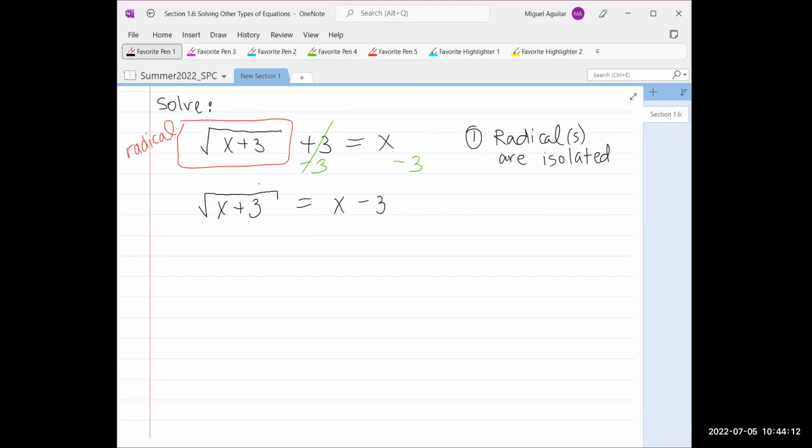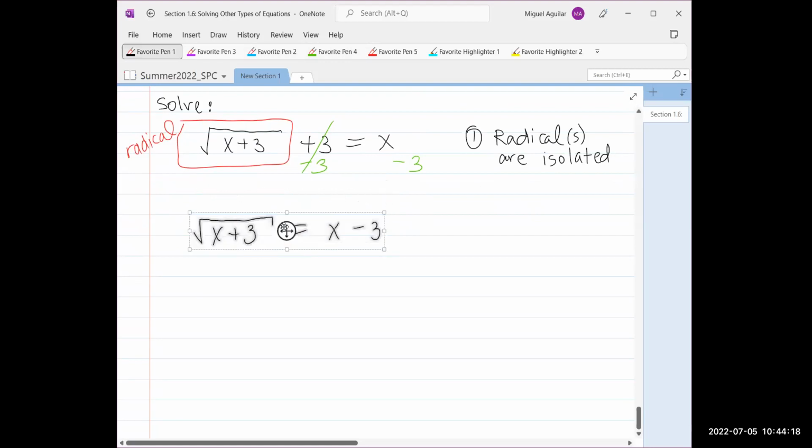Okay. Well, now the reason why you want the radical isolated, I'm going to move this down so I have a little bit of space to work, is because you're going to ask yourself, well, what root is this? And what is going to cancel out that particular root? So what's the root that we're looking at in this problem? Square root. Right. So if we have the square root, what is the opposite of the square root? What operation will cancel it out?